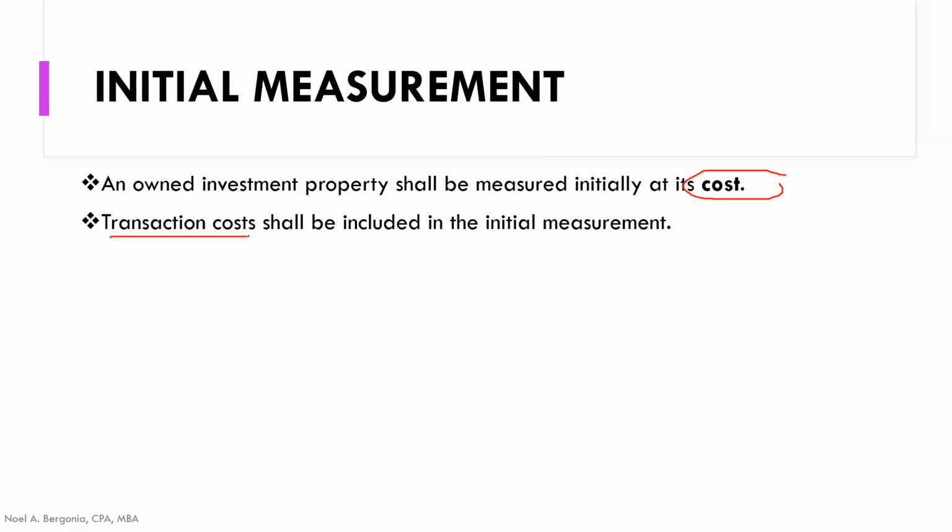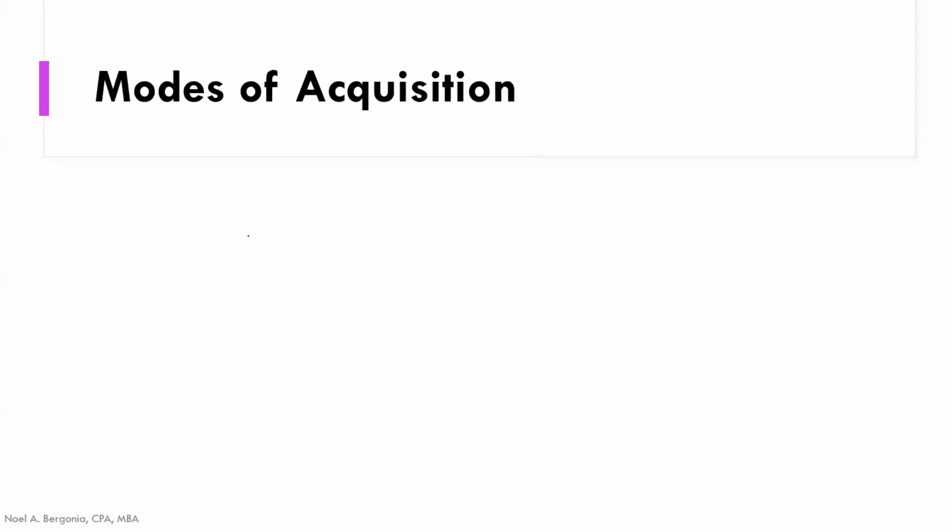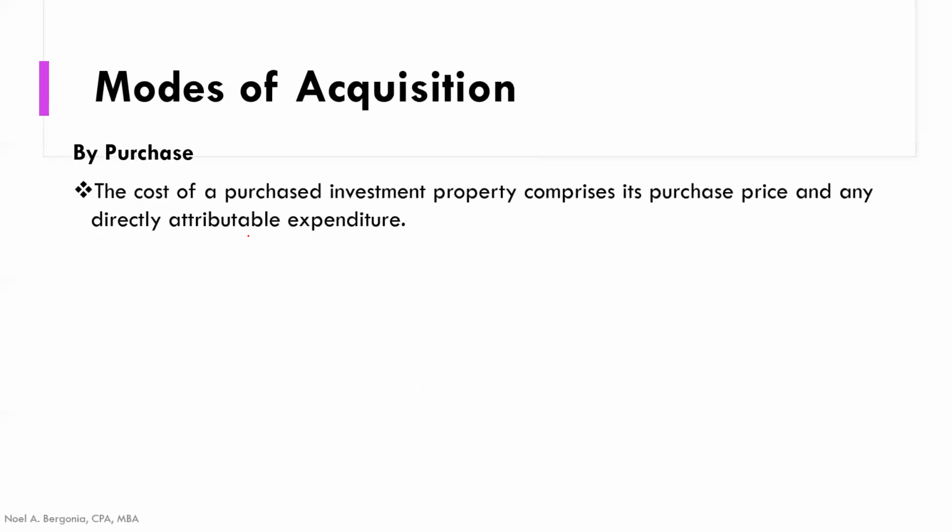So now let's talk about how do we acquire investment property. Okay, so we have various modes of acquisition. Most of it you have heard already under the discussion of PPEs at saka intangible assets. Okay, so let's just again reiterate them. First of which would be by purchase. So when we purchase an investment property, of course, the cost of it would be our purchase price, okay, which is of course net of any discounts.